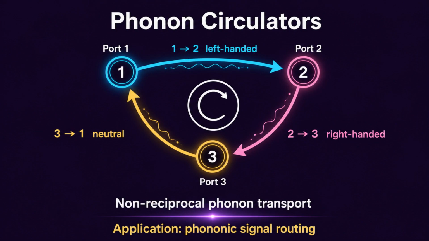A phonon circulator routes phonons unidirectionally based on chirality, enabling non-reciprocal transport. A 3-port design sends left-handed phonons from port 1 to port 2, right-handed from port 2 to port 3, and neutral phonons from port 3 to port 1. This provides phononic signal routing for integrated phononic circuits without backscattering.